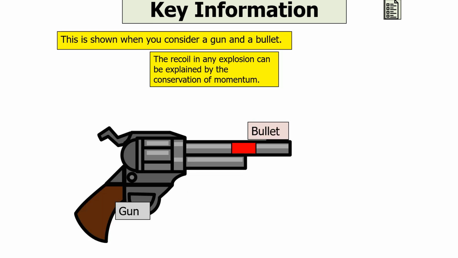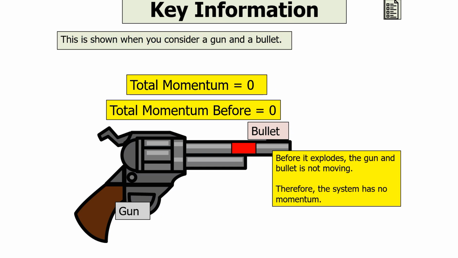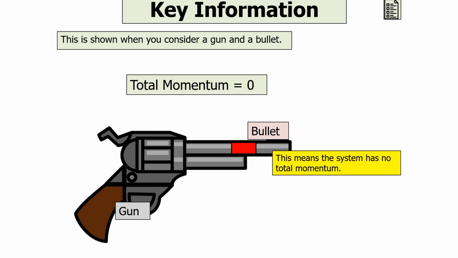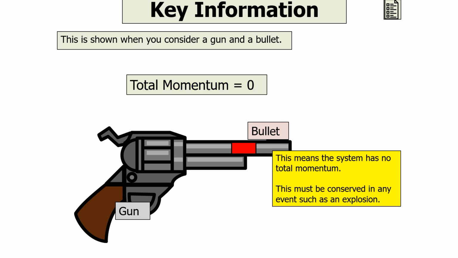Now, this is shown when you consider a gun and a bullet. The recoil in any explosion can be explained by the conservation of momentum. So the total momentum is equal to 0 because the total momentum before equals 0. So before it explodes, the gun and the bullet are not moving. So therefore, the system has no momentum. So this means the system has no total momentum, which must be conserved in any event such as an explosion.